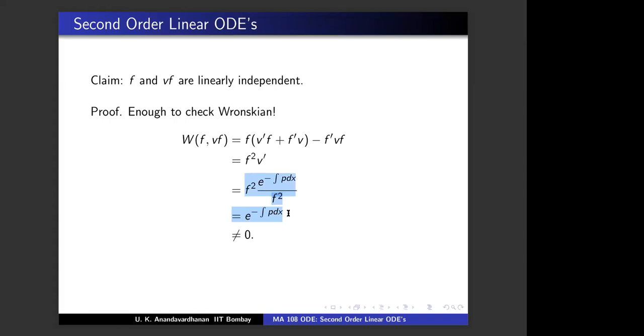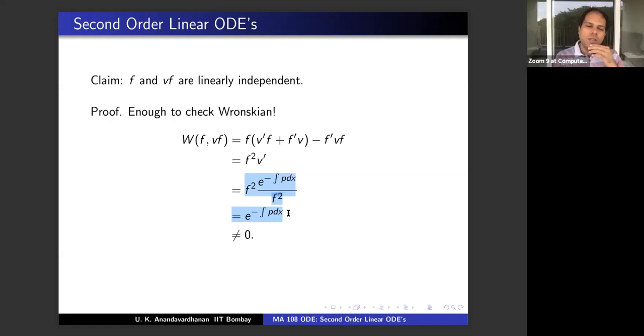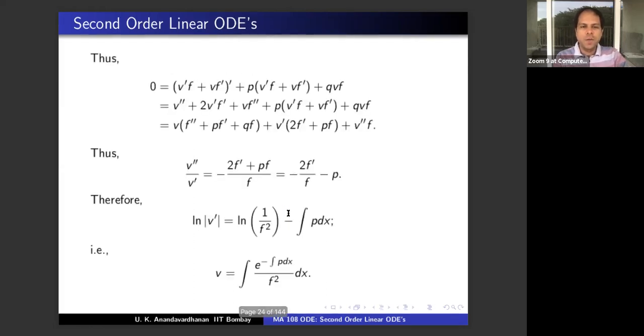If v is constant, then v prime is 0. Of course, it is then linearly dependent, because v f(x) is a scalar multiple of f. And our proof will not work because if v is constant, then v prime is 0, so you cannot do this step. So this also doesn't work.